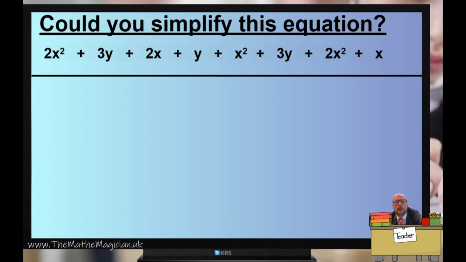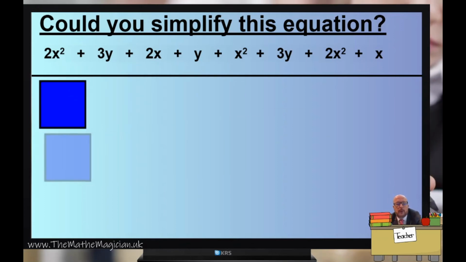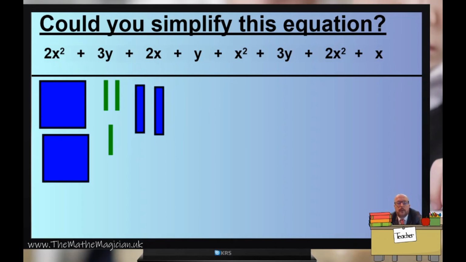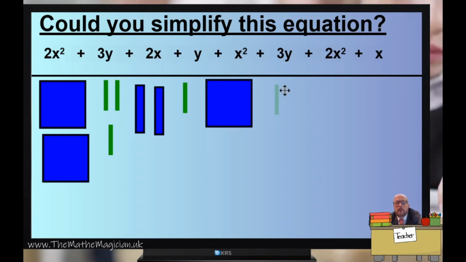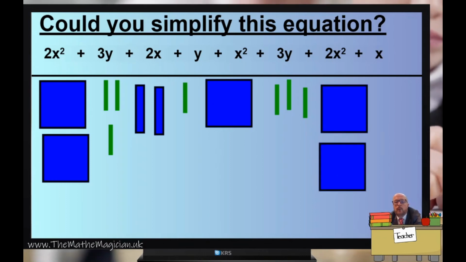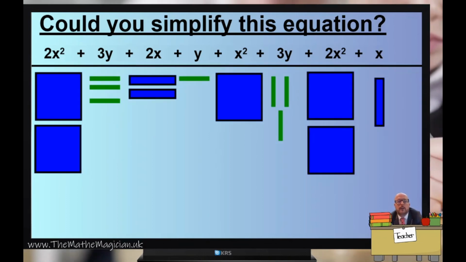Right, we want 2x squared, so we need two of them. 1x squared, 2x squared. I need 3 y's. 1, 2, 3. 2 x's. 1, 2. A y. I want another x squared. 3 y's. 1, 2, 3. 2x squareds. 1, 2 of them, and 1x. I'll show you my manipulative diagram.